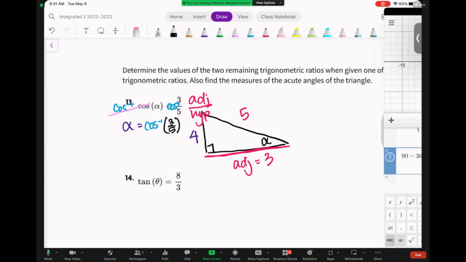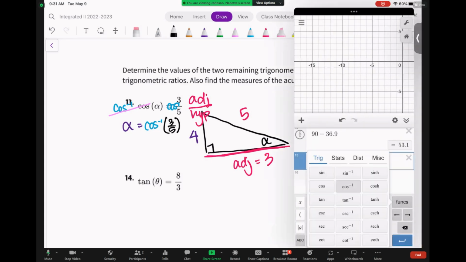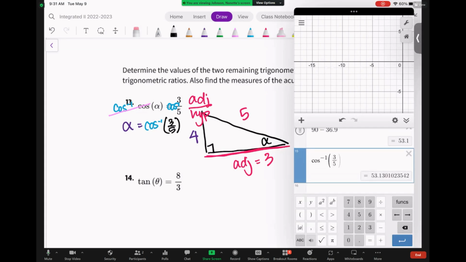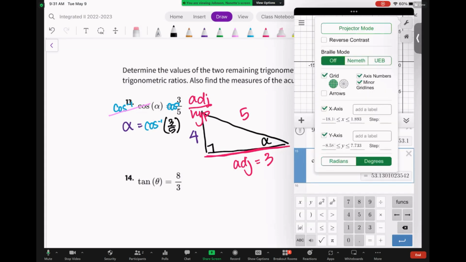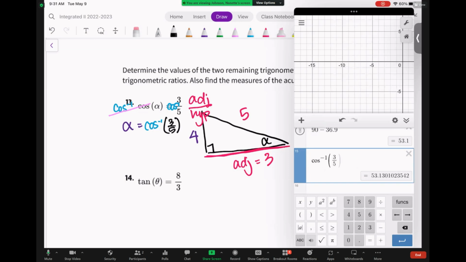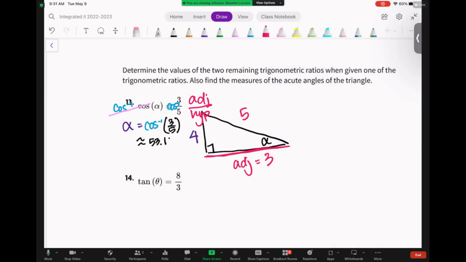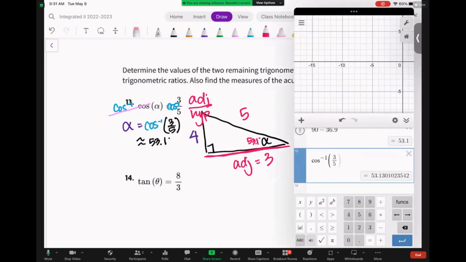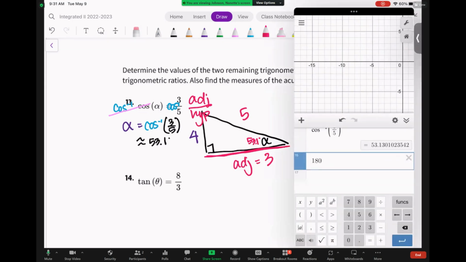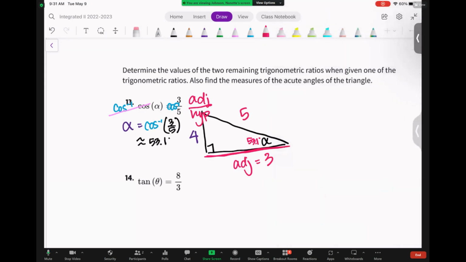And that's where my calculator comes in, and I do cosine inverse of 3 divided by 5. I get some number. I verify that I'm in degrees. Always, always check that you're in degrees. So now I know that alpha is about 53.1 degrees. So I'm going to write that in there. And then I'm going to subtract using Desmos. So 180 minus 53.1 minus 90 is 36.9 degrees. So this guy up here is 36.9 degrees. Okay, so that's me solving my right triangle.